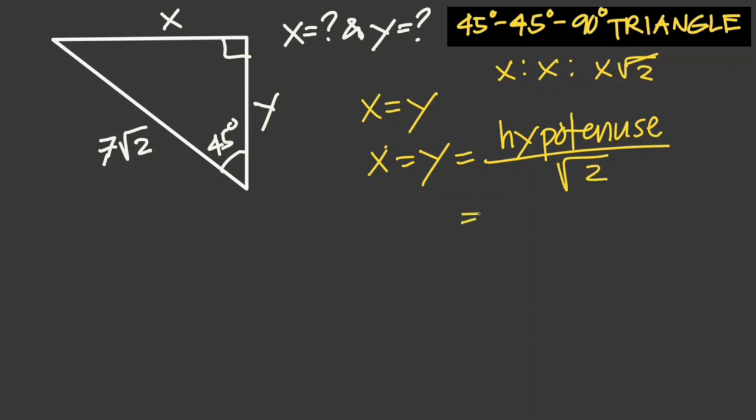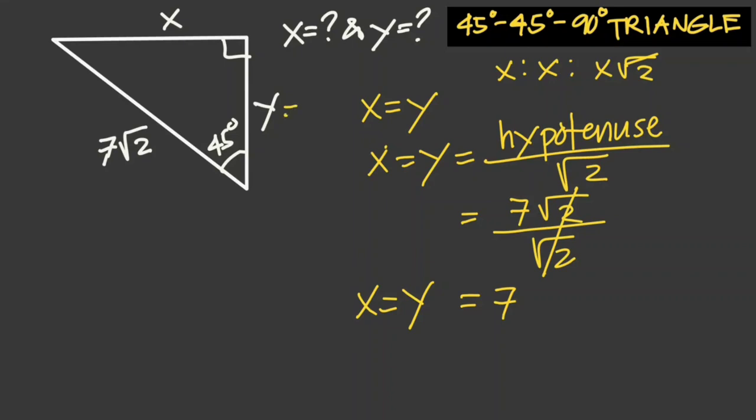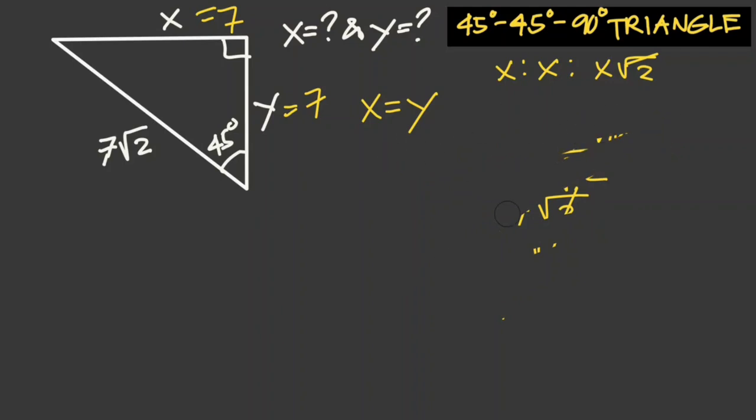Okay. So that would be equal to 7 square root of 2 over square root of 2. Then the square root of 2 cancels out. So we are left with 7. Therefore, x and y are equal to 7. So both our legs are equal to 7. Again, you can always use the Pythagorean theorem. So we'll see if the legs are equal to 7.